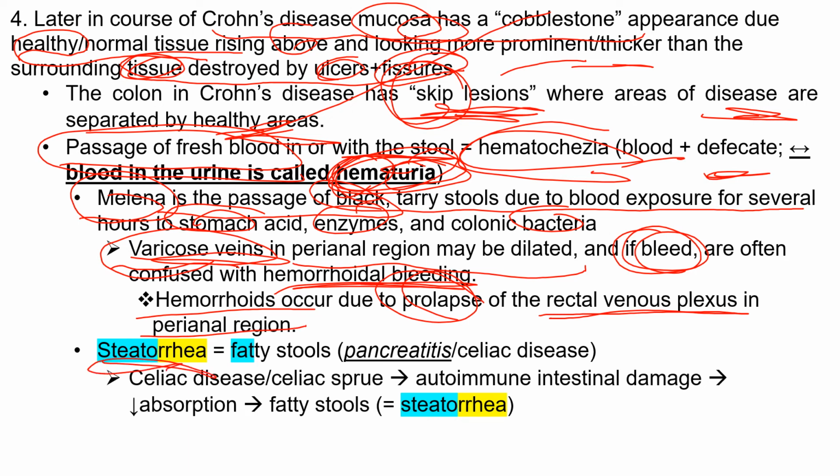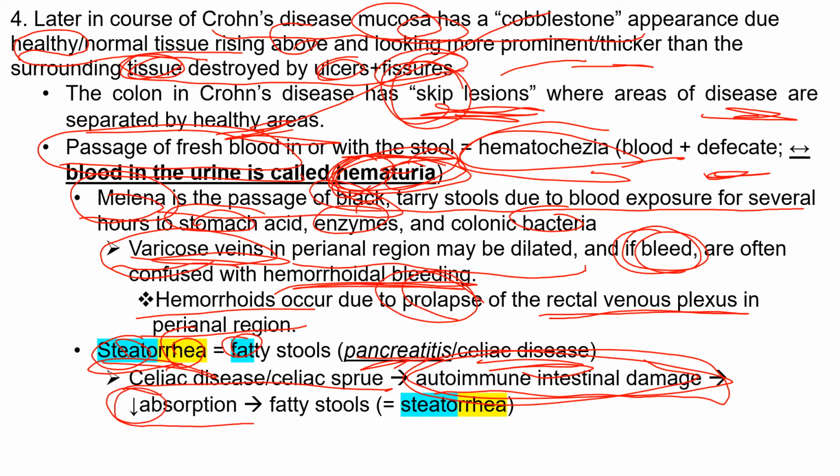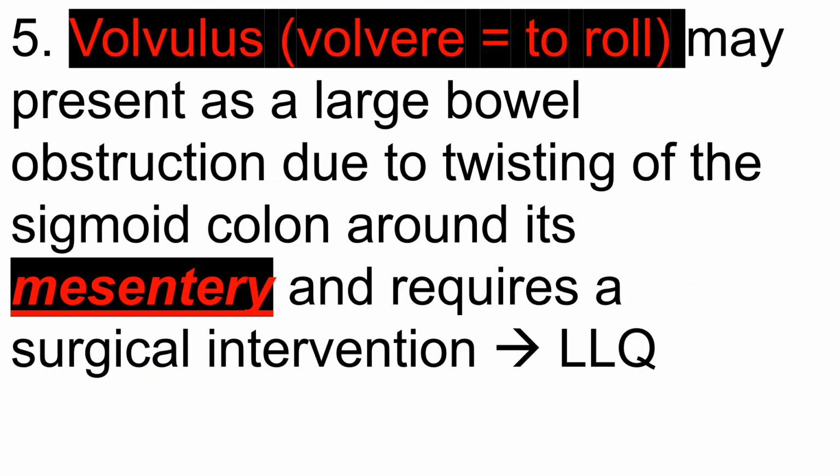Steatorrhea, I went over it again. Steato means fatty, rhea flow. Steatorrhea can be seen in pancreatitis and celiac disease. This is sort of a review. Celiac disease is also known as celiac sprue, and it's an autoimmune intestinal damage. There are antibodies against gliadin, which is found in basically products you can buy in the bakery. Okay, so what happens then is that there is a decreased absorption and steatorrhea, the fatty stool.